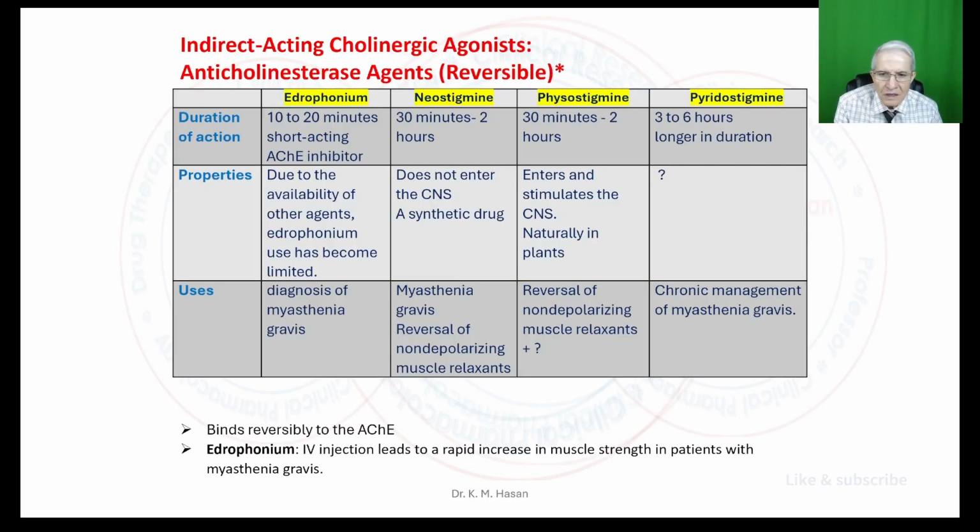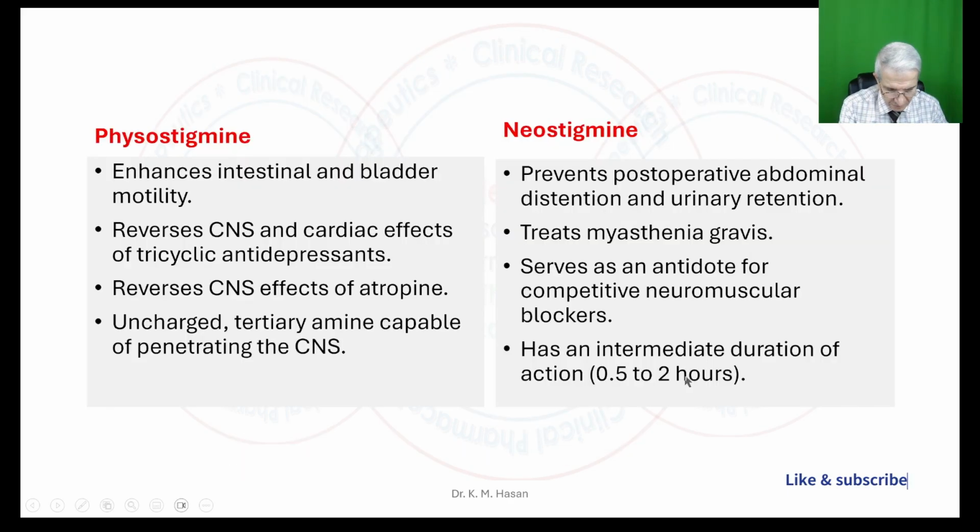This table is very important. The first question from this table: which of the following anticholinesterase agents is used for diagnosis of myasthenia gravis? We have edrophonium. Which of the following medications is used for treatment of myasthenia gravis? We have pyridostigmine or neostigmine. Which of the following medications could be used for the reversal of non-depolarizing muscle relaxants? We have neostigmine and physostigmine. Which of these medications is able to cross the blood-brain barrier? Physostigmine.